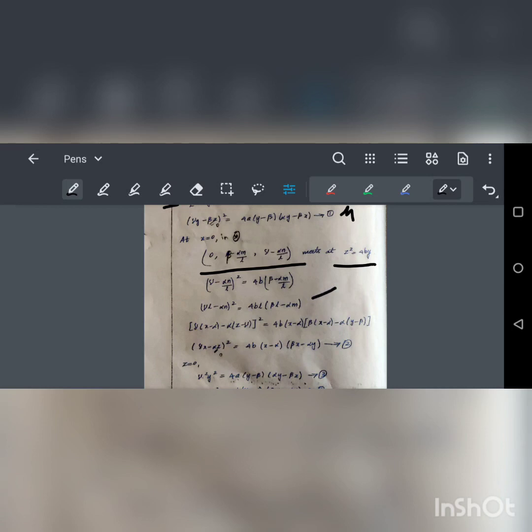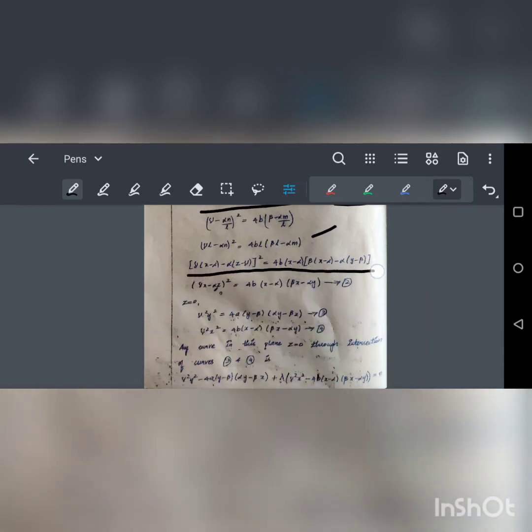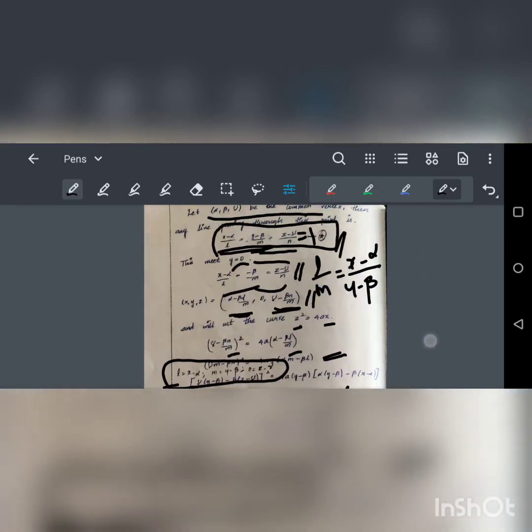Then as usual you need to eliminate L, M and N, and by taking L, M and N as this, just replace it back here, and you will have the second equation. Okay, so again go back to the question.